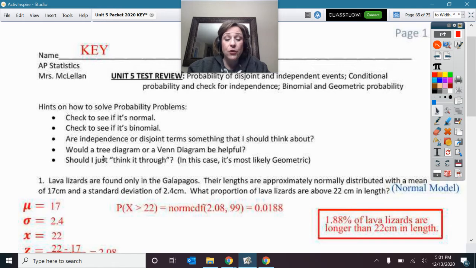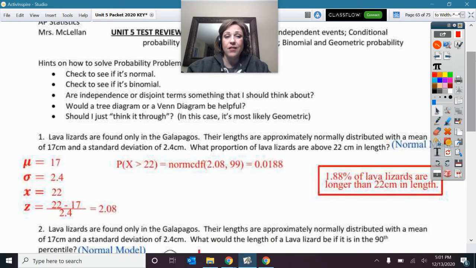All right. So now, do you have multiple conditional probabilities? Can we use the Venn diagram or the tree diagram? What do we need to use? Okay. And then a lot of times, if we can just think it through, like it says, when the first success is occurring, then that's probably our geometric. All right. So those are all the kinds of things, types of probability that we have together in this unit.